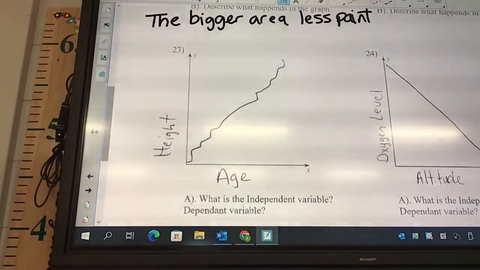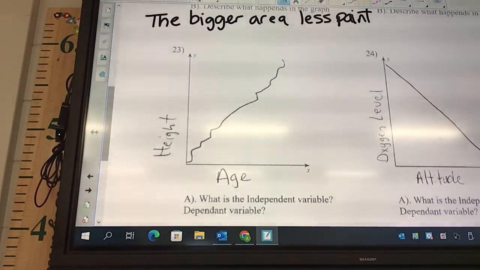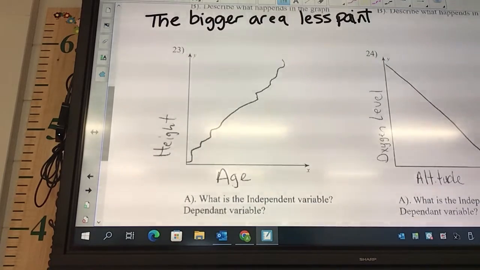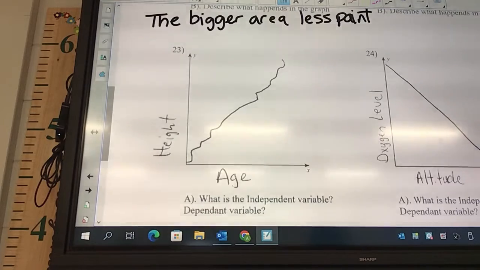Okay, look at the last one. So we got height and age. Which one is independent? Age is independent. You're going to get older no matter what. But does your height depend on that? Not really, because some kids are just short, and they'll probably always be short.